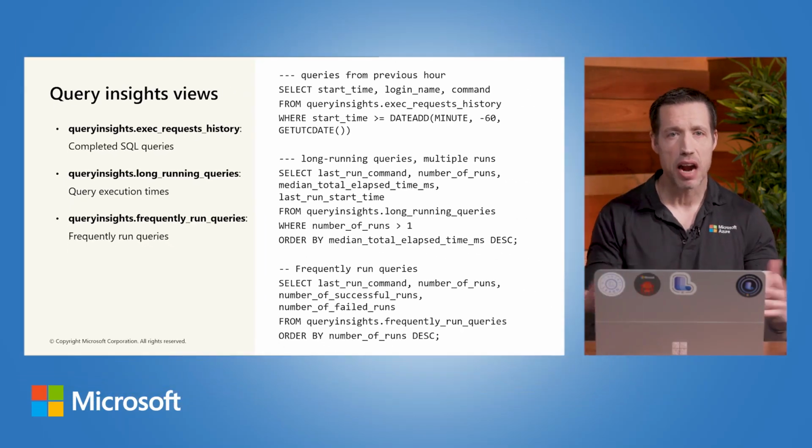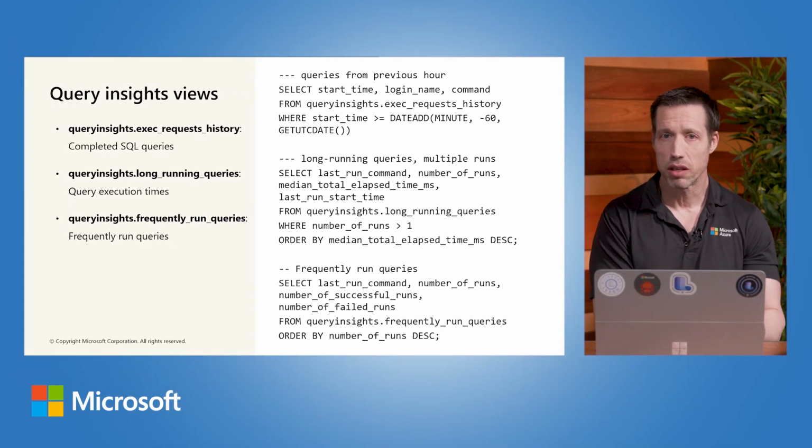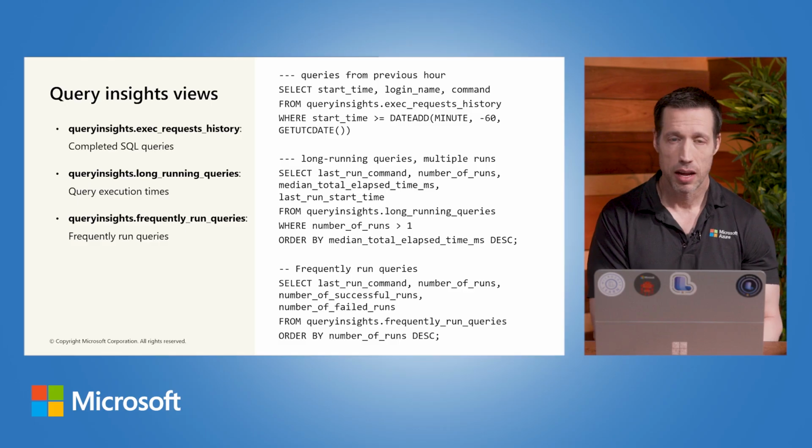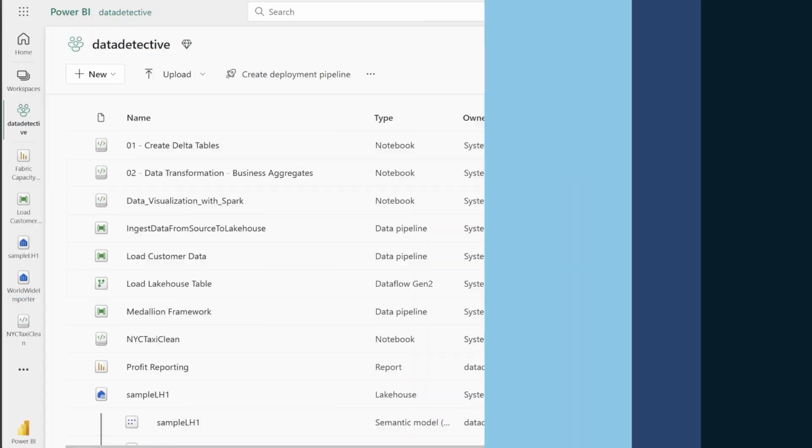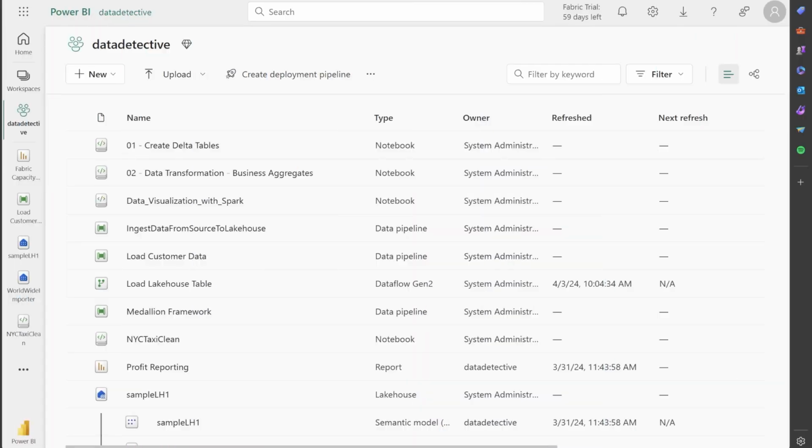Time once again to fire up the DetectoLab 5000 and apply these concepts to our environment. Let's dive in. All right, back in the environment, we're going to cover monitoring. So what are we going to cover first? Let's talk about the Fabric Capacity Metrics app.